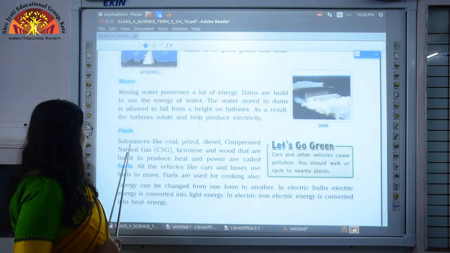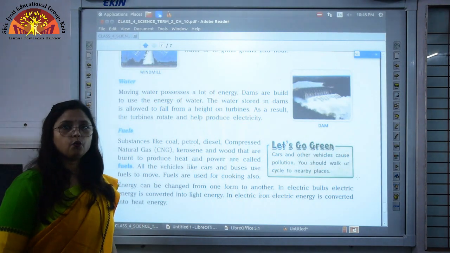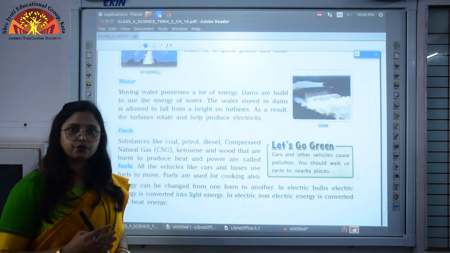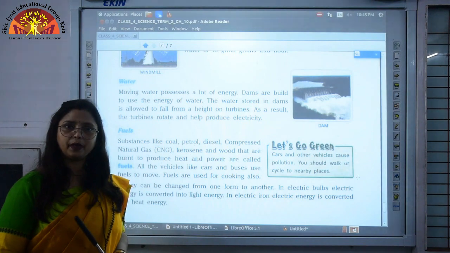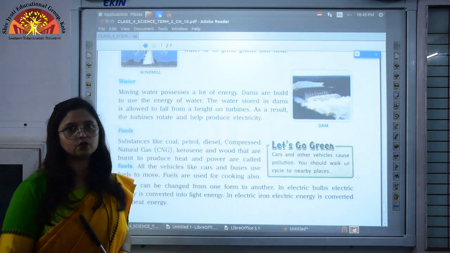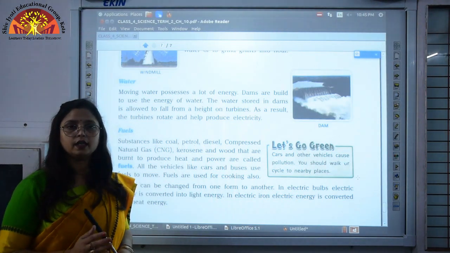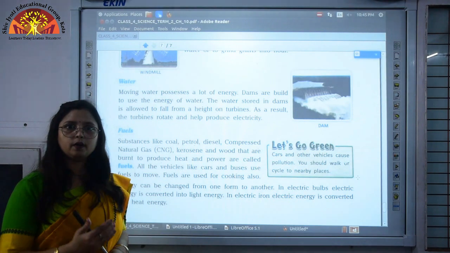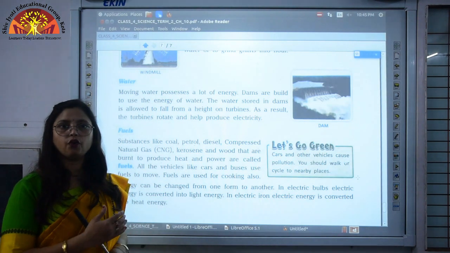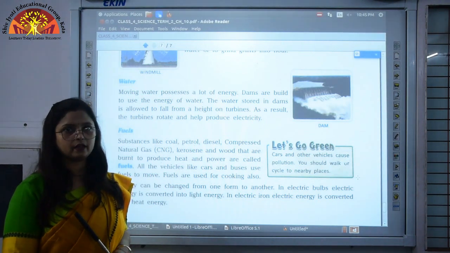So children, another source is fuels. Now when you want to go somewhere by your car, so what first you do? You get it filled by the petrol. If petrol or diesel is there, then only car is able to move. Now what is the use of petrol or diesel over here? These are the fuels which when burnt they produce heat energy. So this energy is used for the movement of the vehicles.